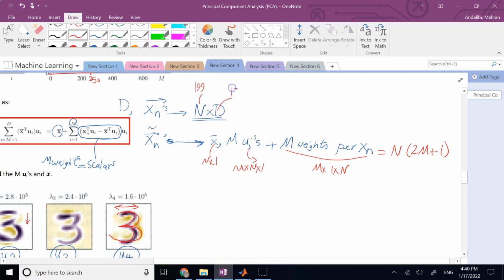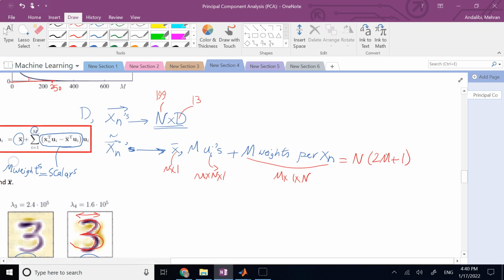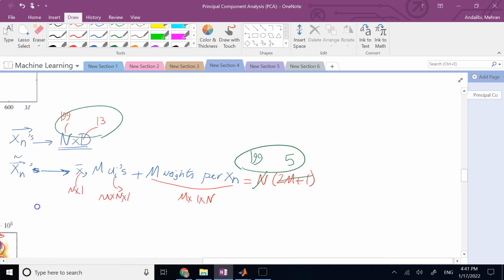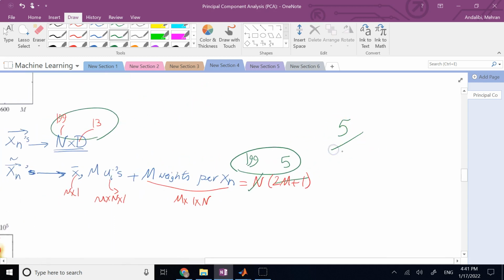199, and d was 13. Now, if I use only the 2 data points, the 2 m of 2, this is going to be 5, this is going to be 99. So what's my compression rate? This number divided by this number, so my compression rate is 5/13 of the original data I need, which is clearly less than what? Less than 50%.